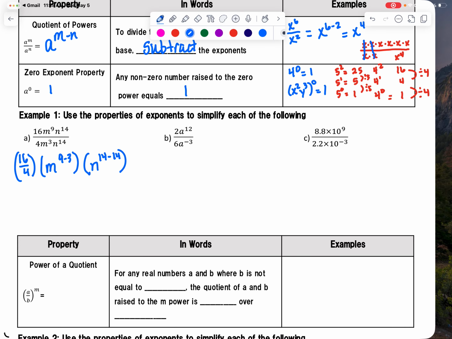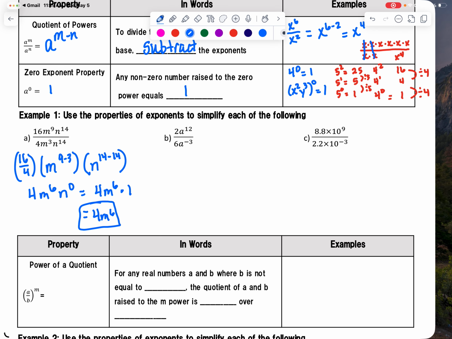So 16 divided by 4 is 4. 9 minus 3 is 6. 14 minus 14 is 0. Now, we learned in our box above that anything raised to the 0 power is equal to 1. So this is literally 4m to the 6th power times 1, which would just be 4m to the 6th power. All right, let's look at B.